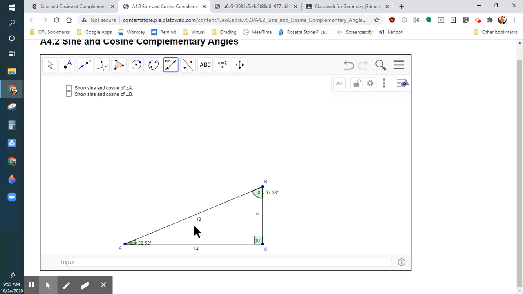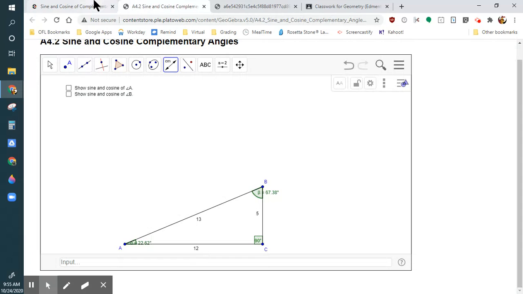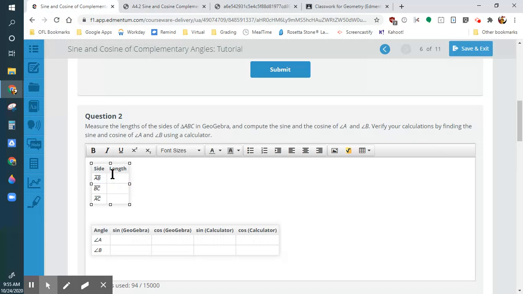So I just touched that. We got 5 as the opposite of A, 12 is adjacent to A, and 13 is the hypotenuse of this triangle. So AB is 13, so our hypotenuse is 13. BC is the opposite of A.